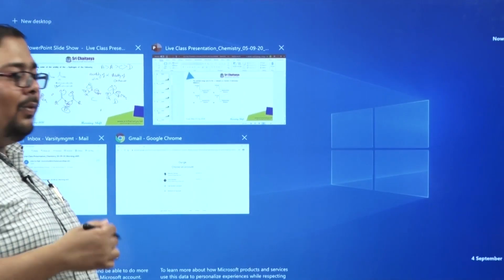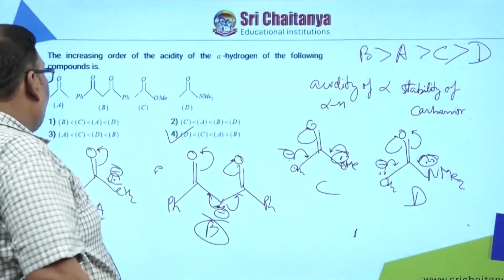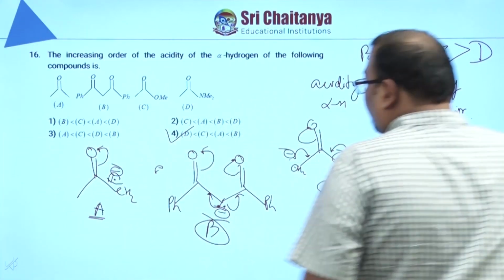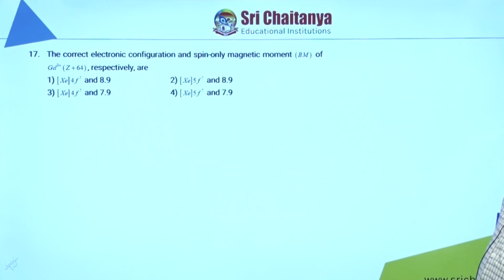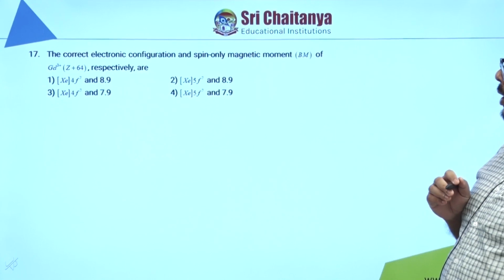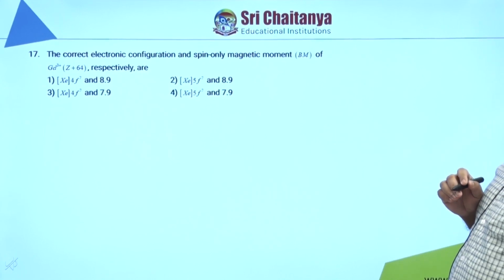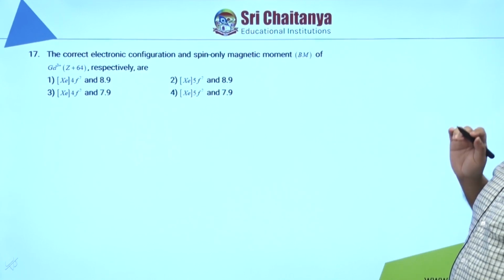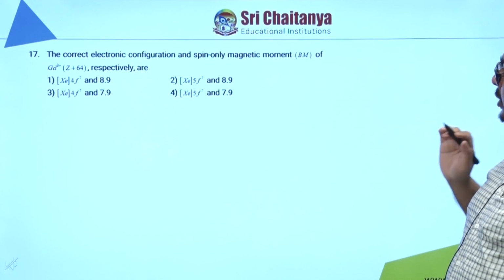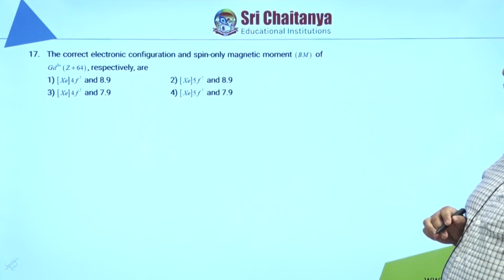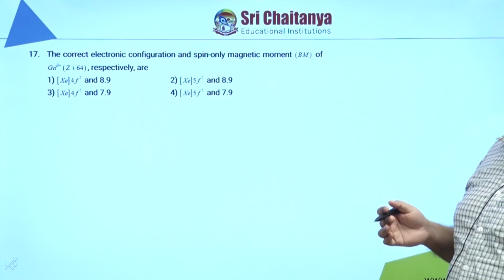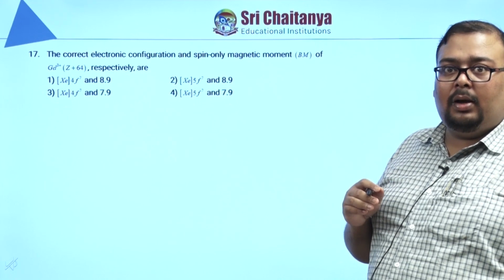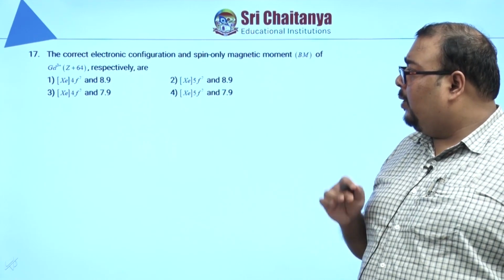Okay, so after this, next is question number 17. Now in question number 17, it is asking the correct electronic configuration and spin only magnetic moment of Gd3+. Now this is a question of f block, meaning inner transition elements. Okay, so let us do this question.